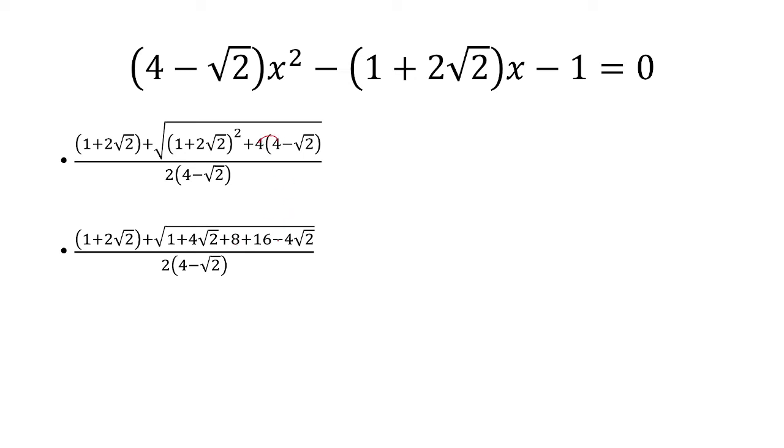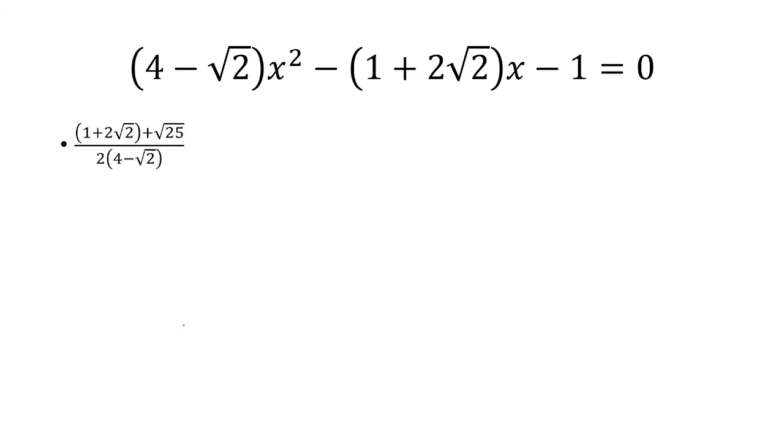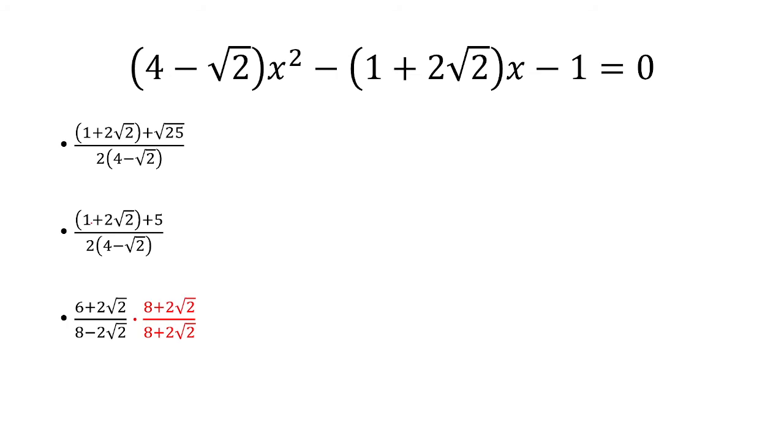Now we're going to distribute the 4. 4 times 4 is 16. 4 times negative root 2 is negative 4 root 2. Finally, we're going to cancel out the 4 root 2's, and then 1 plus 8 is 9, plus 16 is 25. The square root of 25 becomes 5, and now we'll have 1 plus 5 is 6, so it'll be 6 plus 2 root 2. In the denominator, I'm going to distribute the 2 to 4 to get 8.